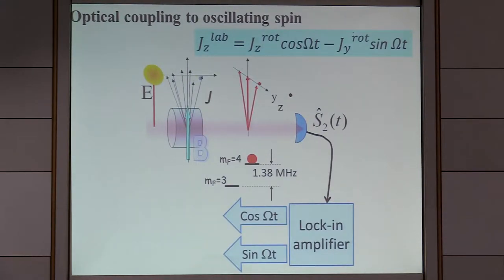And once again, the same thing. So the spin oscillates, you can see it here. You measure in the laboratory frame the projection of the spin in this direction. So you make a polarization measurement like that, and what you get is an oscillating signal at the Larmor frequency, and the cosine and sine components of this give you the Jz and Jy projections in the rotating frame. And if you remember the previous slide, those Jz and Jy projections were analogous to the X and P operators of this effective spin.